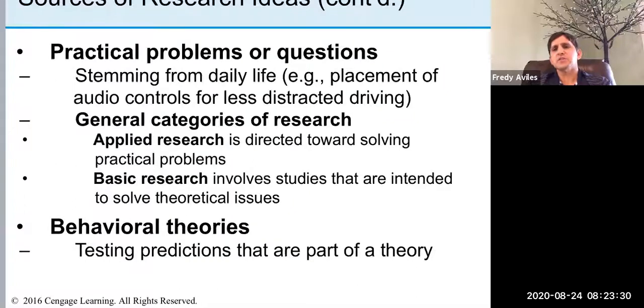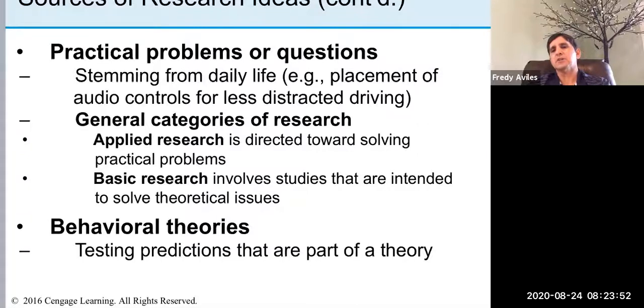There's a couple of categories of research. There's applied research and basic research. The applied research would be when you actually try to solve a practical problem. Just to give you some terminology there, that's called applied research, and there's plenty of people who do that. And there's also basic research, where they just study something that's theoretical.